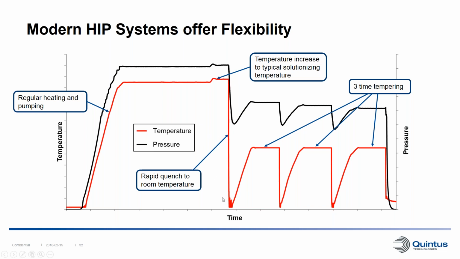And then the cycle was finished off with a three-time tempering step, where we've gone up and down in temperature three times, just according to the conventional heat treatment recipe. So this shows what great flexibility you have in a HIP unit, where you can actually tailor-make your HIP cycle and heat treatment cycle.